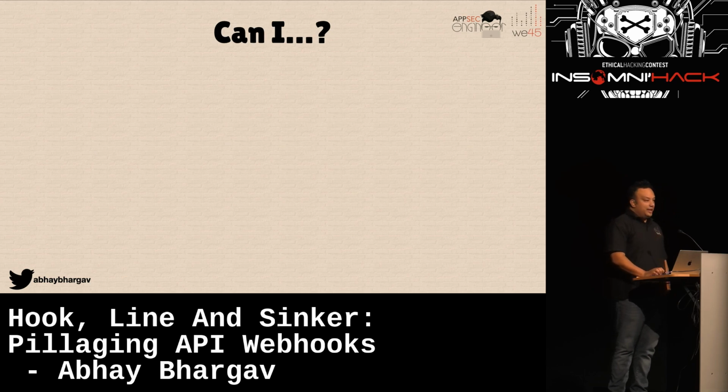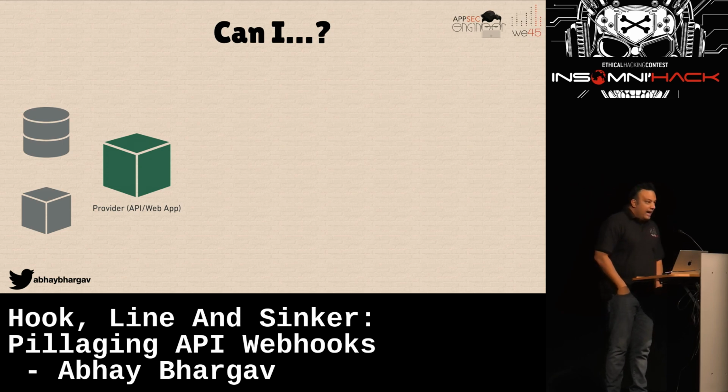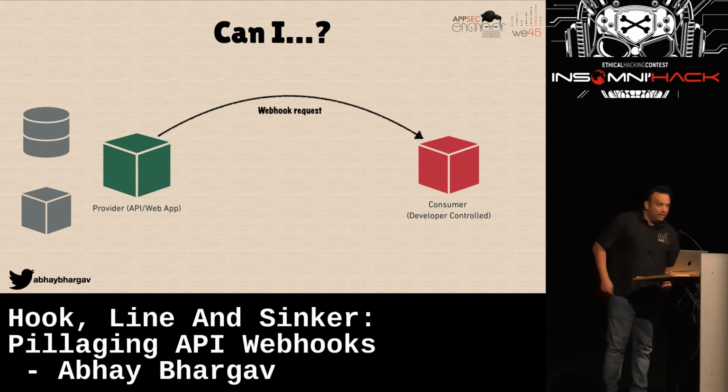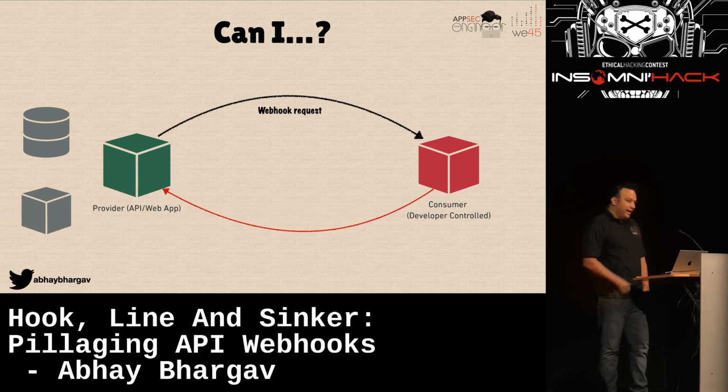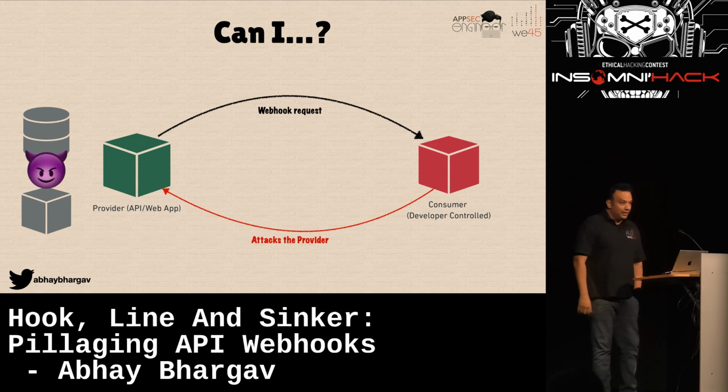So I have my provider, and behind my provider's applications are internal web servers, databases, what have you. My provider, let's say Stripe. Obviously, Stripe is going to have a whole bunch of internal infrastructure. It's probably hosted on a cloud provider like AWS, so it has metadata and stuff like that. Can I, as a consumer, ensure that when a request comes in from my provider, I somehow boomerang it back to the provider in a way that it attacks the provider?